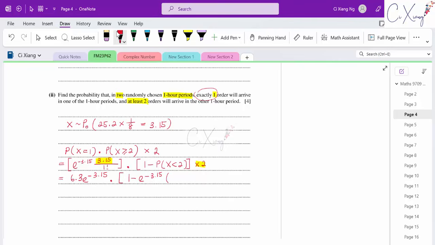So x smaller than 2 means that I need to include x equals to 0, which is a 1. X equals to 1, where it is always equal to lambda. I don't need to multiply with x equals to 2, right? Because smaller than 2 doesn't include the 2. So I think this is the calculation that I want to include in my solution.